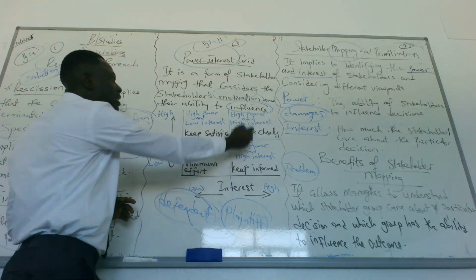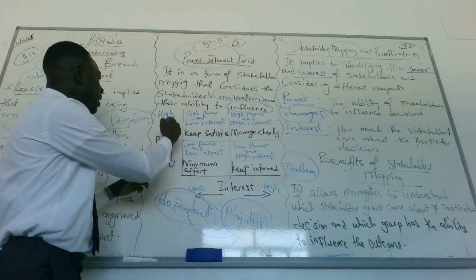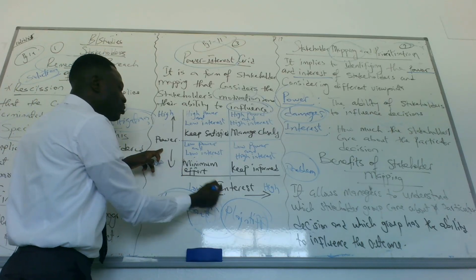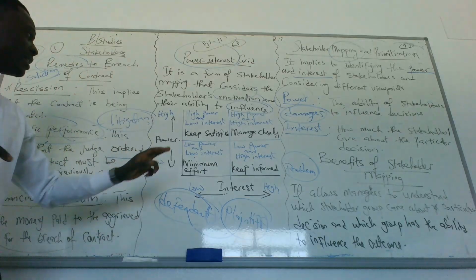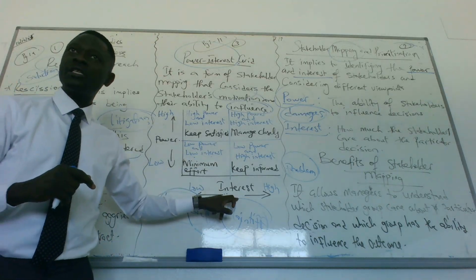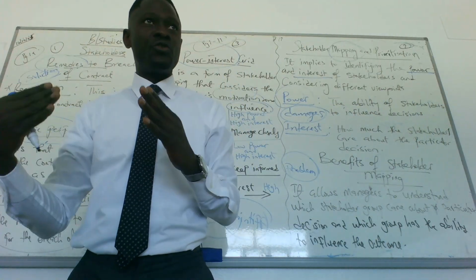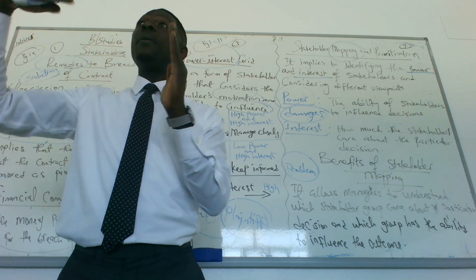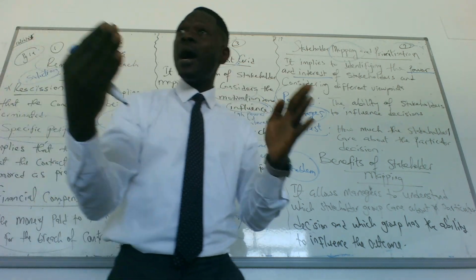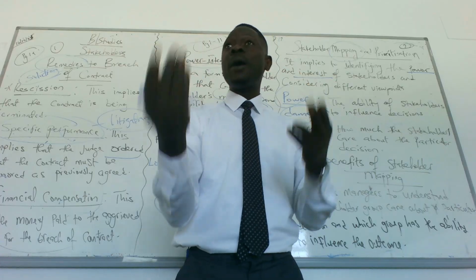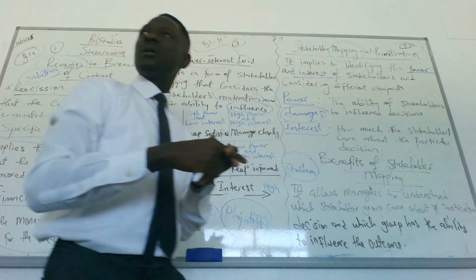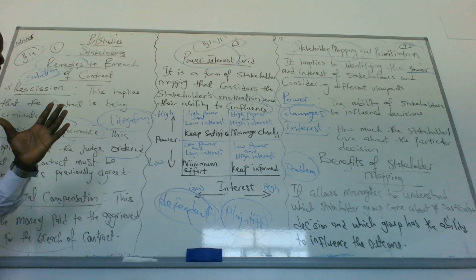That takes us to the last thing we need to know about stakeholders. We have power and what? Interest. These are the two things about stakeholders. They have power, they have what? Interest. But the power they have varies. Some have high power, high interest. Some have high power, low interest. Some have low power, low interest. Some have low power, high interest. Do you get it? So let's take it one at a time.